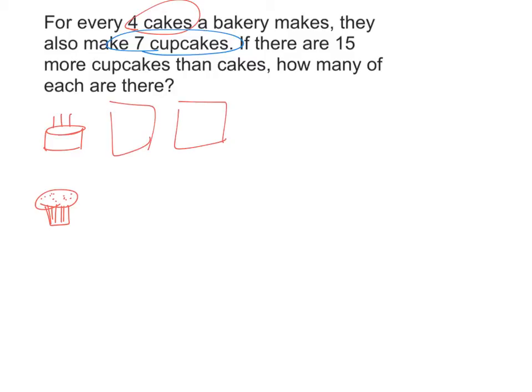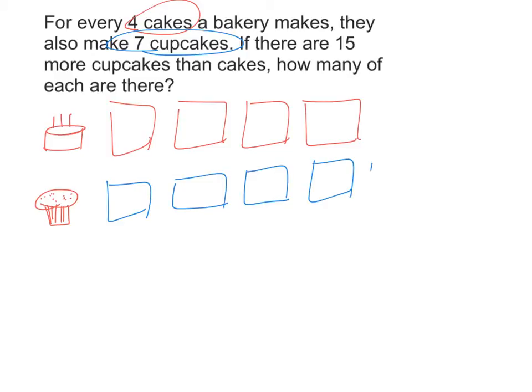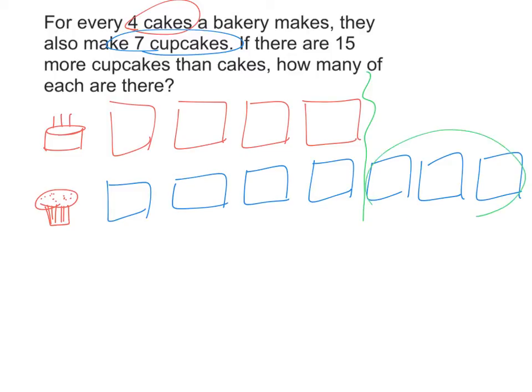We have 4 cakes, 1, 2, 3, 4. And we have 7 cupcakes, 1, 2, 3, 4, 5, 6, 7. If there are 15 more cupcakes than cakes, how many of each are there? So right here we end up getting more cupcakes. These are those extra cupcakes in our picture. So these extra 3 boxes, or extra 3 tape pieces, would represent 15 cupcakes.